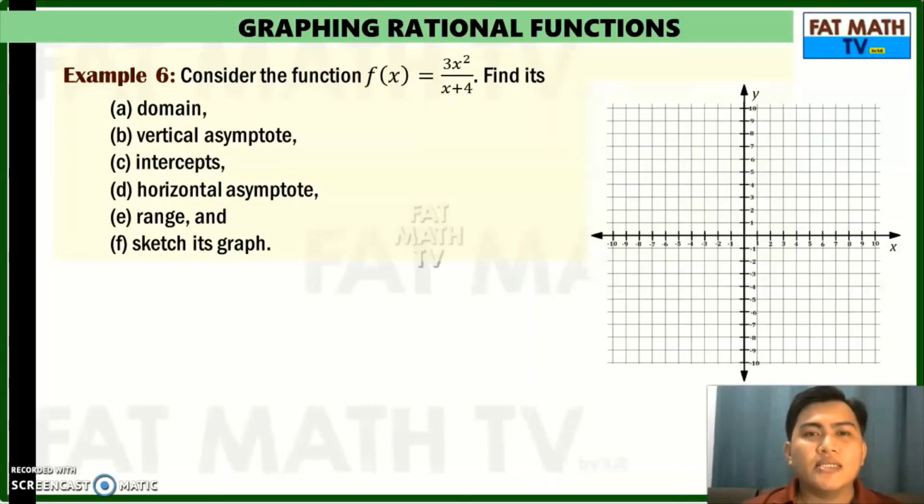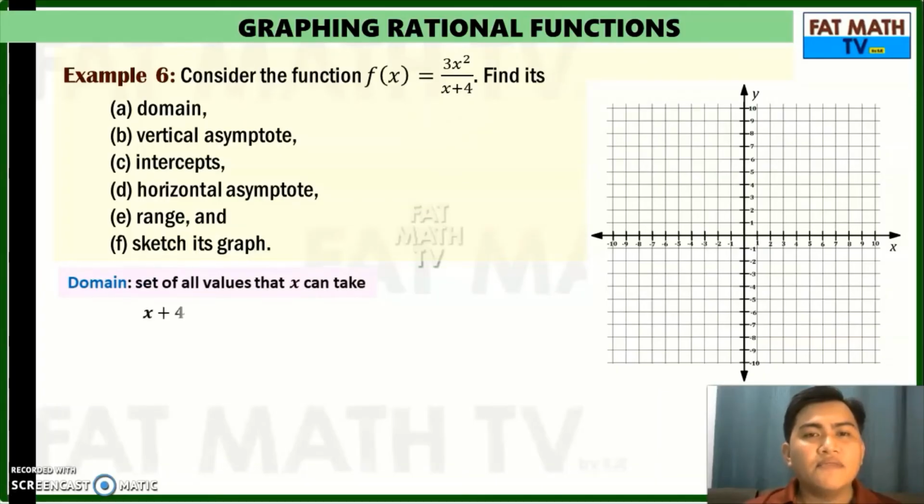Example number 6, we have f of x equals 3x squared over x plus 4. This time, as you can see, the degree of the numerator is greater than the degree of the denominator. Here is degree 2, here is degree 1. This is quadratic, this is linear. So it's a ratio of a quadratic and a linear function. Let's look at how the graph looks.